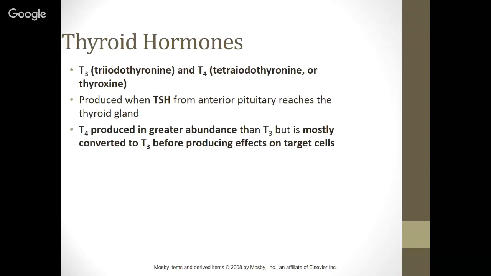T4 is produced in greater abundance than T3, but it's mostly converted to T3 before producing effects on target cells. So we see a lot of T4 within the bloodstream, but it's not as active unless it is converted into T3, when it loses an iodine molecule.